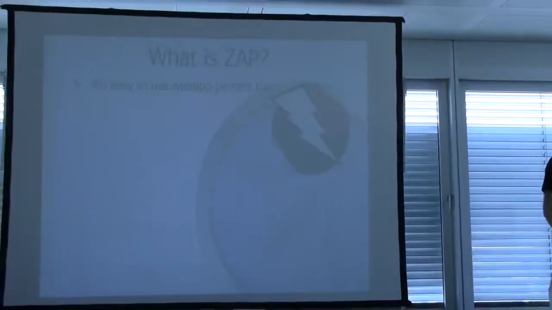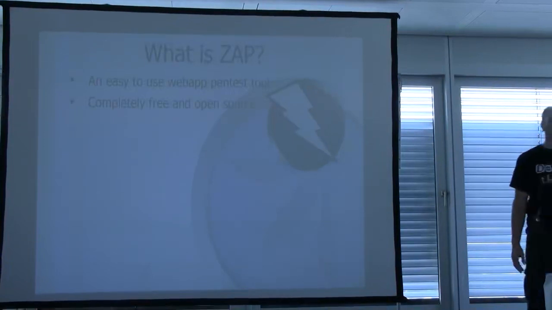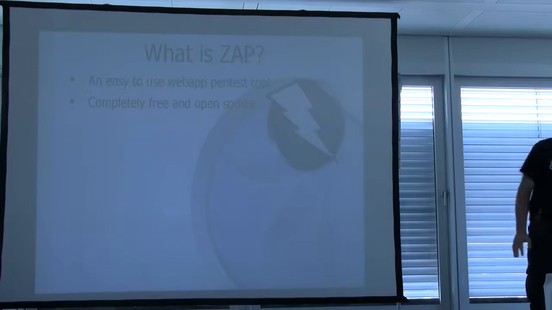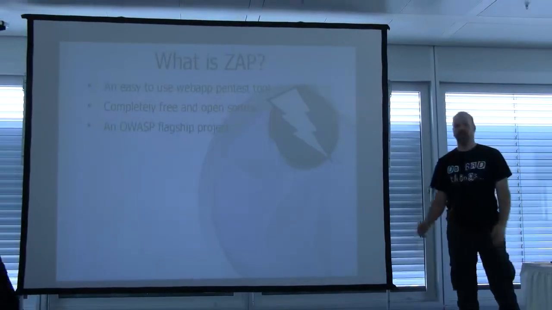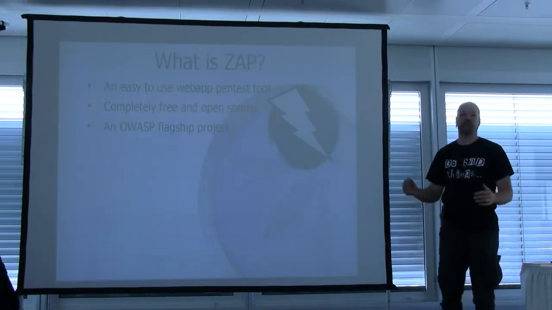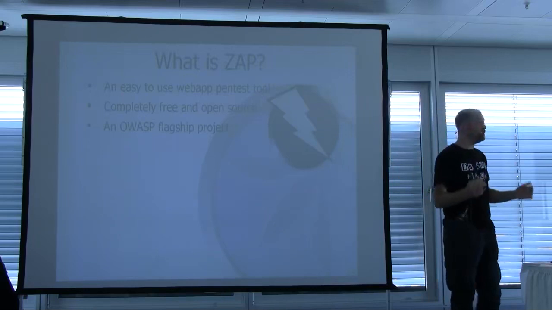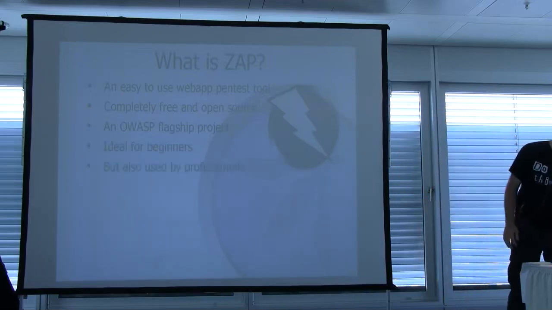So, quick run through. What is ZAP? It's an application that is a tool for doing penetration tests on web applications, and it's easy to use. It is completely free and open source, like all OWASP projects, so there's no pro version, there's not going to be a pro version. It is an OWASP flagship project, so OWASP had a limited number of projects which have been seen to be the highest quality and the ones we think people should really use. It is ideal for beginners, as I mentioned, but it's also being used a lot by professionals.